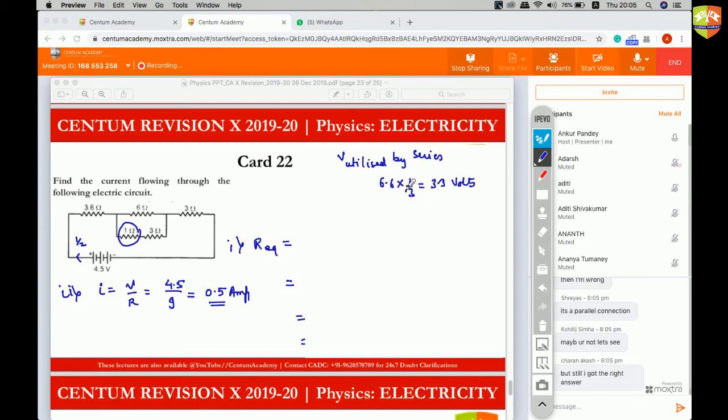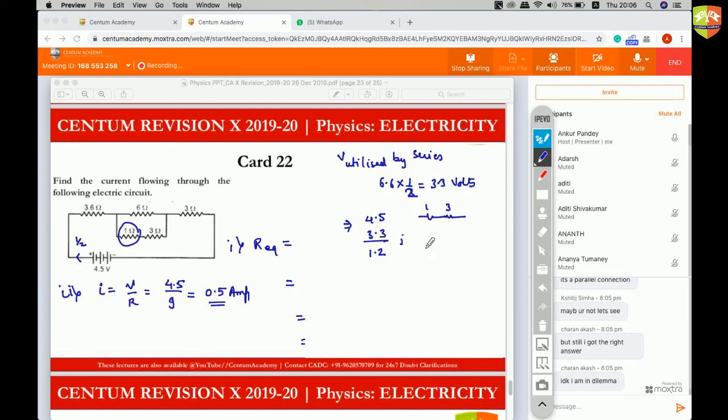So what I have done is, one way I'm following up. The voltage which is already utilized by others is 6.6 R into I half. So 3.3 volts is already utilized. So remaining is 1.2, which will be utilized by the parallel box. Parallel box comprises of two things. This is 6 and this is 1 and 3. So the current in the 6 ohm branch, yes or no? Clear? Sure. I is equal to V by R, 1.2 by 6, 0.2.